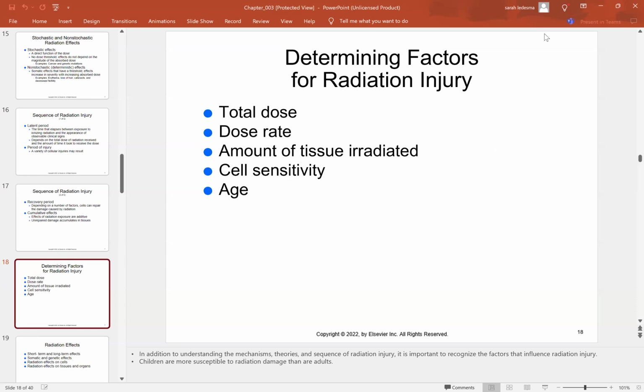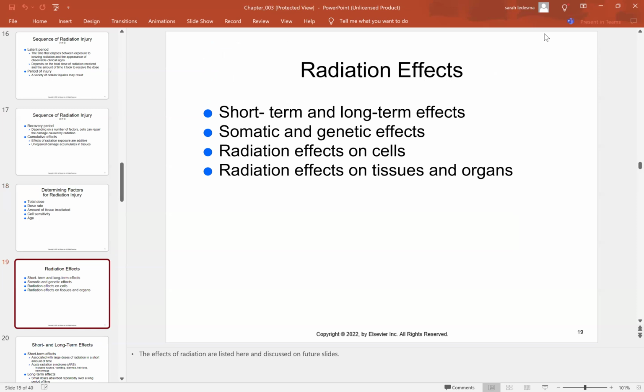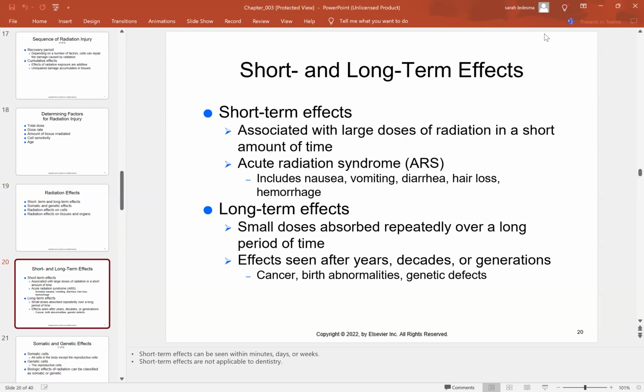Determining factors for radiation injury. Total dose, dose rate, amount of tissue irradiated, cell sensitivity, and age. Radiation effects include short-term and long-term effects, somatic and genetic effects, radiation effects on cells, and radiation effects on tissues and organs.